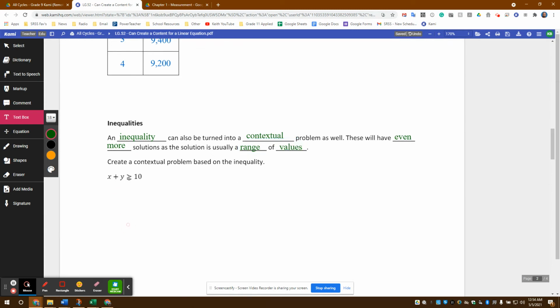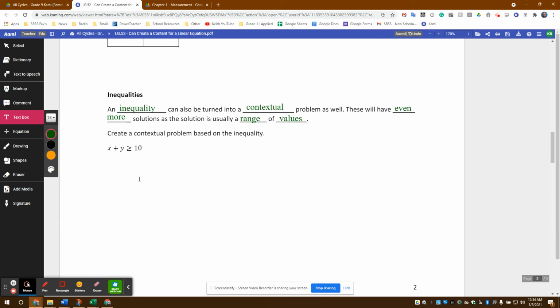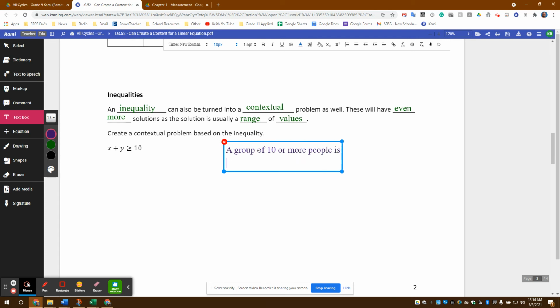Let's take a look at this first one here. We have x plus y is greater than or equal to 10. We can come up with any type of situation here, but I like using people. So let's say that we have a group of 10 or more people. So our question could be: a group of 10 or more people is made up of males and females.